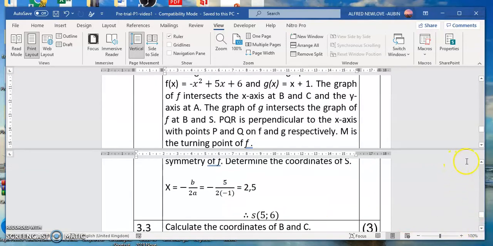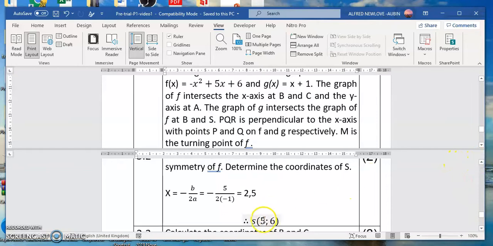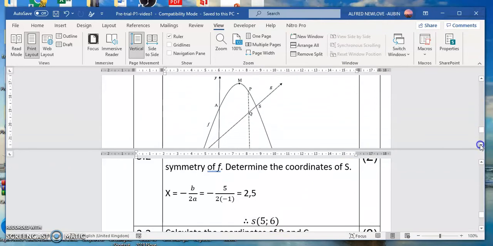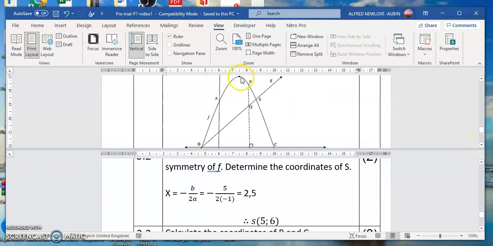Okay. So S is going to be (5, 6). The question is how? Let's see how we got that. The distance from this to the line drawn here, from here to here, is 2.5. So it means the distance from here to here should also be 2.5.